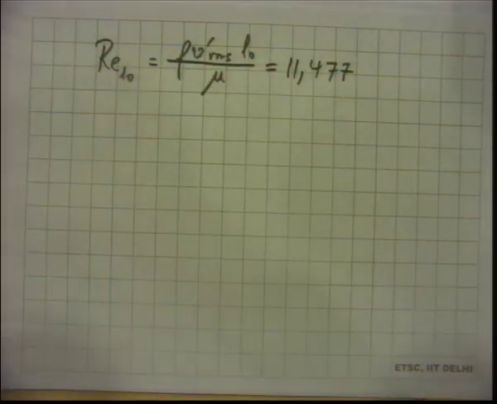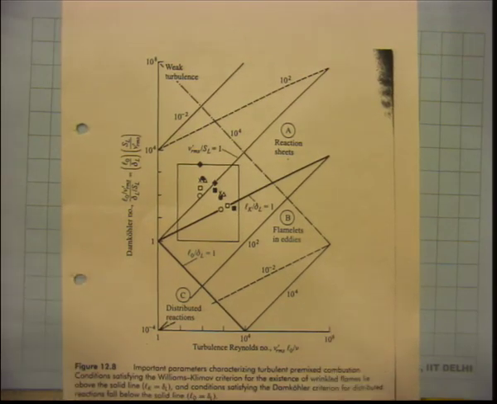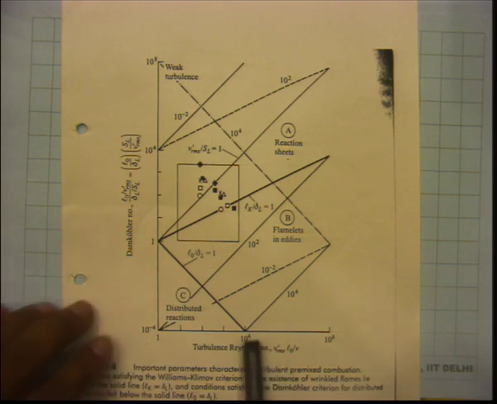this. This is a plot, okay. Or maybe I use the bigger one. Yeah. So the Reynolds number is about 11,000. Okay. Where is 11,000? This is 10,000. So it's more than that. And the Damkohler number is 69. Where is 69?